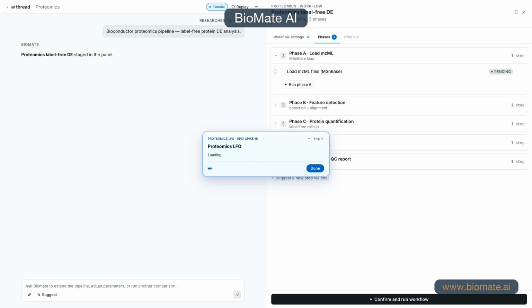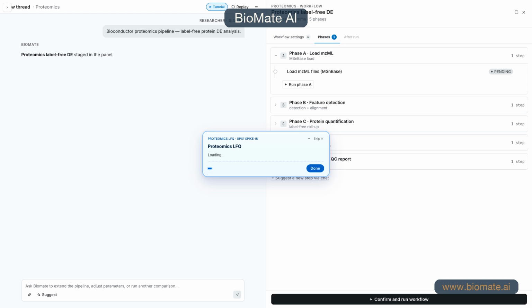The dataset is ProteomeXchange PXD002952, UPS1 standards spiked into yeast lysate at known ratios. The spike-in is the whole point. The 48 UPS1 proteins are known to be differentially expressed. The yeast background is known not to be. So I can measure recall, how many UPS1 we recover, and the false positive rate on the yeast background.